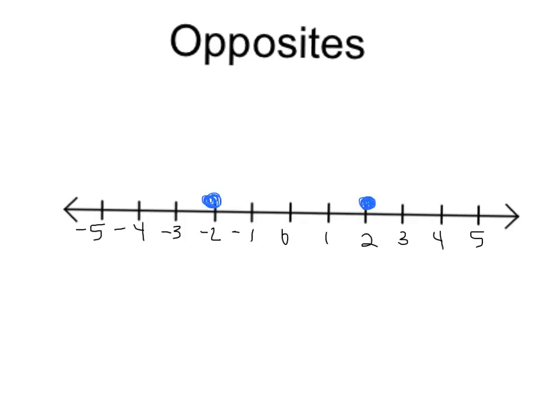You should remember opposites from last year. Remember, opposites are just two numbers that are the same distance away from zero. If you need to, please write down that definition in your notebook. Opposites are two numbers that are the same distance from zero. So 2 and -2 are opposites because they're both 2 units away from zero. 2 and -2 have the same absolute value, so they are opposites.